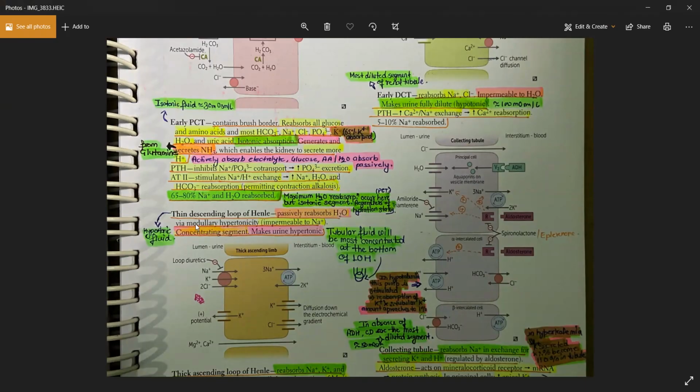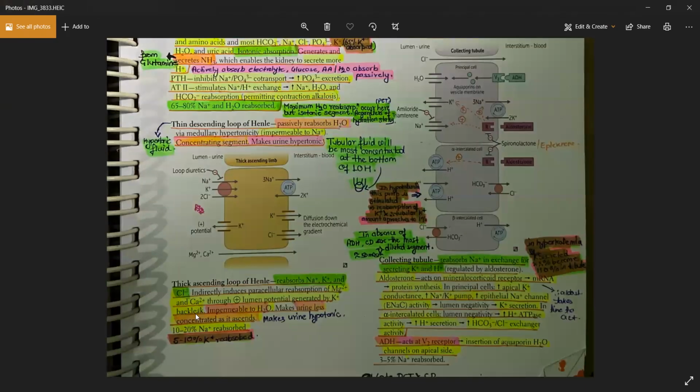In the DCT, and in the ascending loop of Henle, you have no transporters for water, and as a result, this portion is totally impermeable to water. This portion is impermeable to water, but it has other transporters. Again, the baseline will be your sodium-potassium ATPase pump that will draw out 3 sodium ions from the cell and draw in 2 potassium ions into the cell.